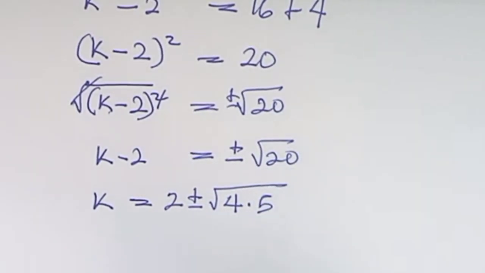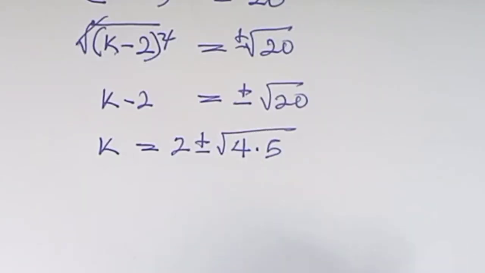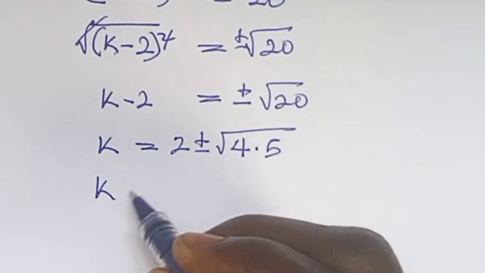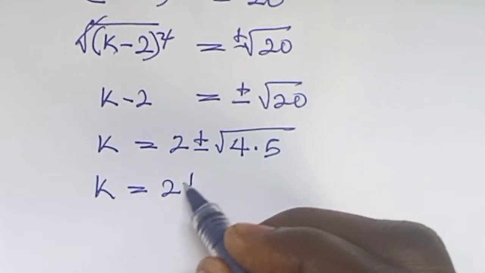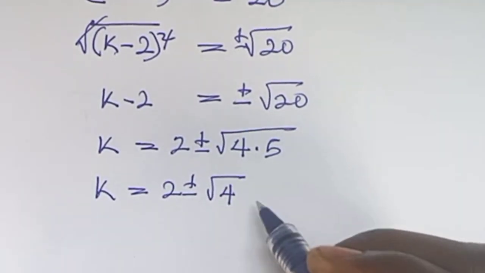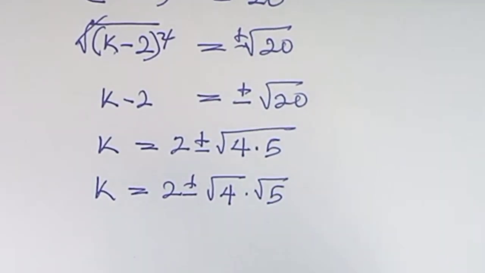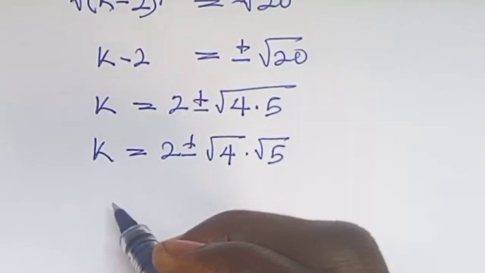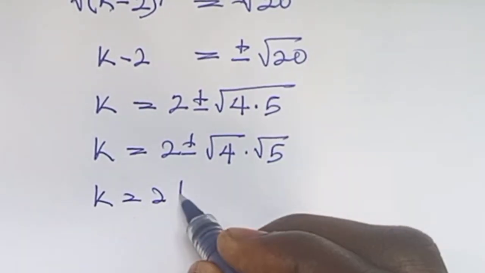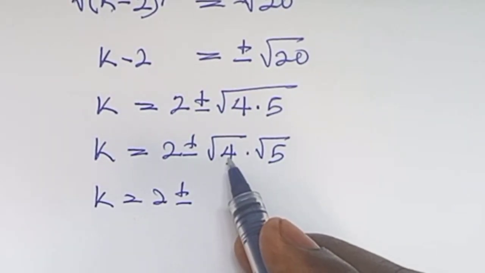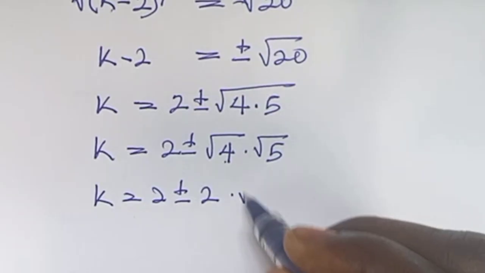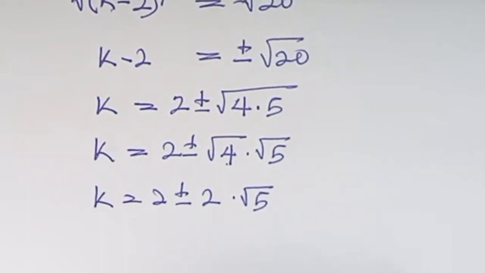4 times 5 is 20, and we are fine. So we're going to solve this further. We're going to have k equals 2 plus or minus square root of 4 times square root of 5. And this k is equal to 2 plus or minus 2, since 4 is a perfect square, times square root of 5, and it's fine.